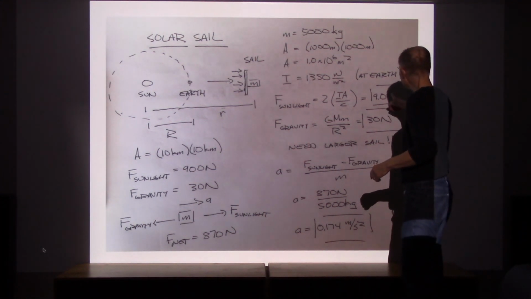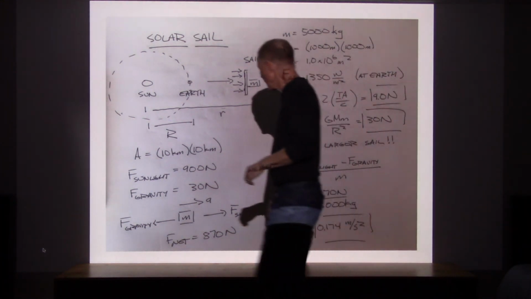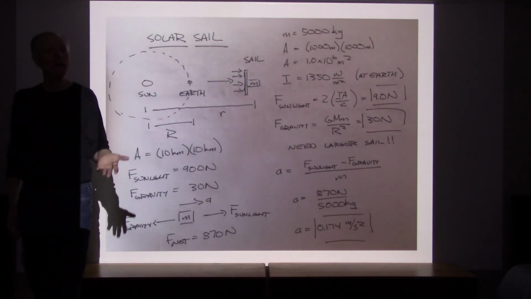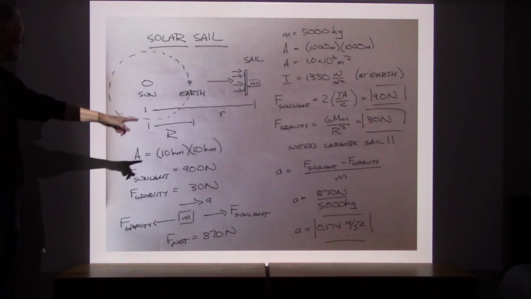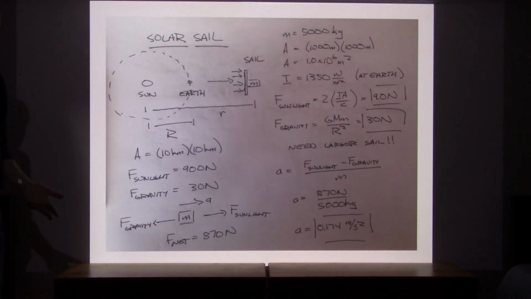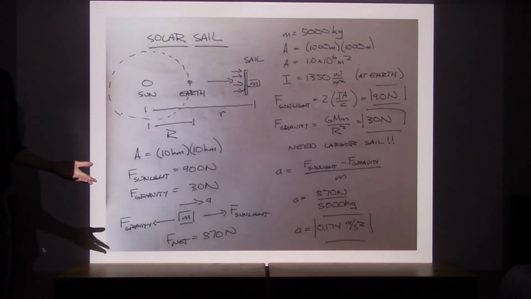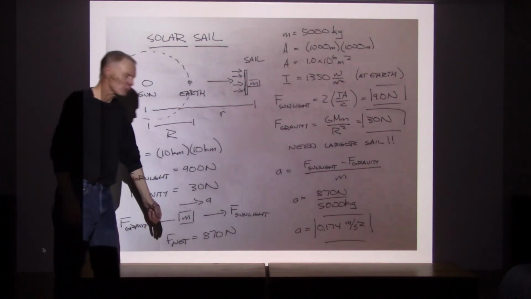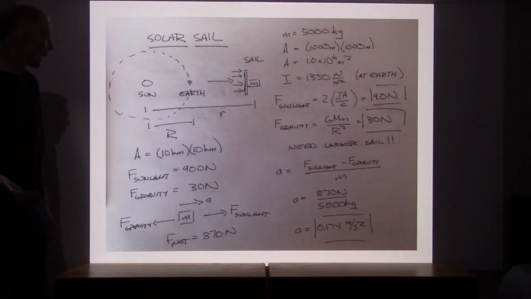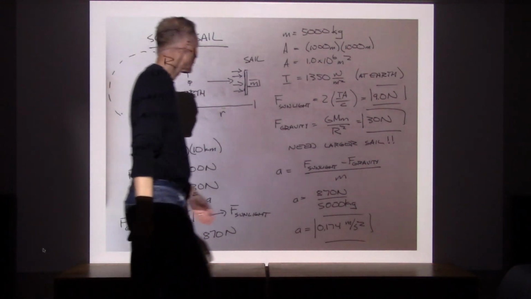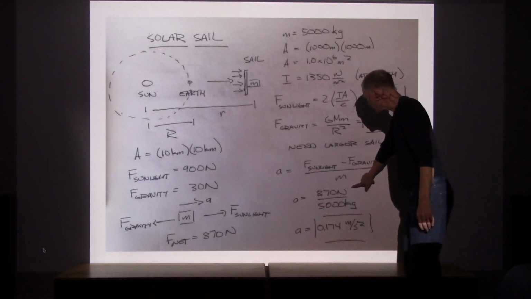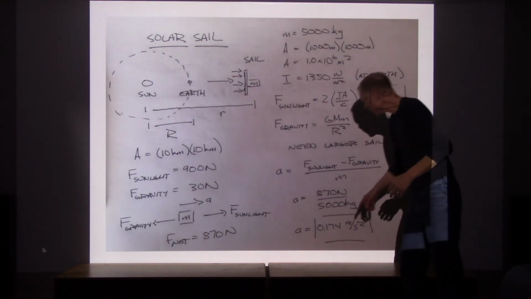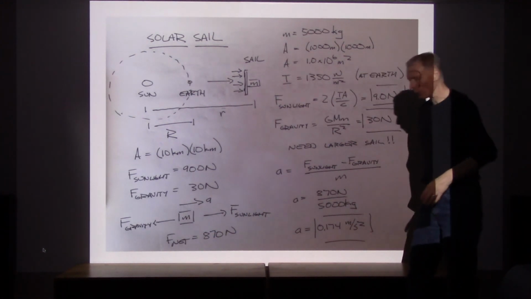And when I boosted the size of the sail and made it 10 kilometers by 10 kilometers, now I have 900 newtons. And that 900 newtons is much bigger than the 30 newtons due to gravity. I'm looking pretty good now. So my net force then is 870 newtons. Now, 870 newtons is not much of a force for a 5,000 kilogram ship. It's only going to provide me, at least initially, an acceleration of 0.174.